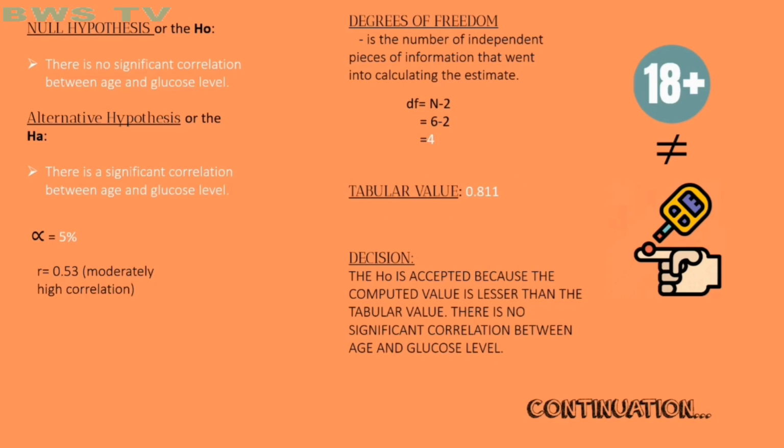Let's now formulate our decision. Remember that if the computed value is lesser than the tabular value, accept the null hypothesis. If the computed value is greater than the tabular value, then reject the null hypothesis. If you are wondering where we get the computed value, it is actually the r itself. From our example, we can observe that the computed value, or the r, is lesser than the tabular value. Hence, the null hypothesis is accepted. There is no significant correlation between age and glucose level.